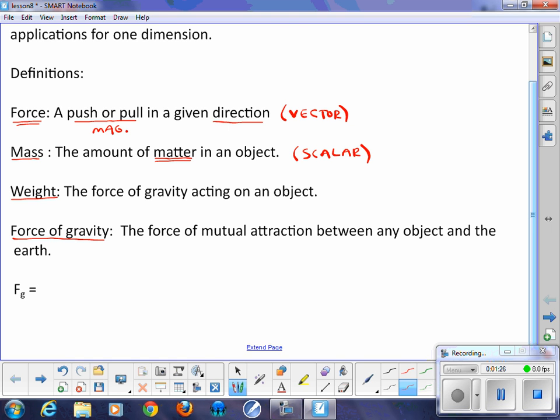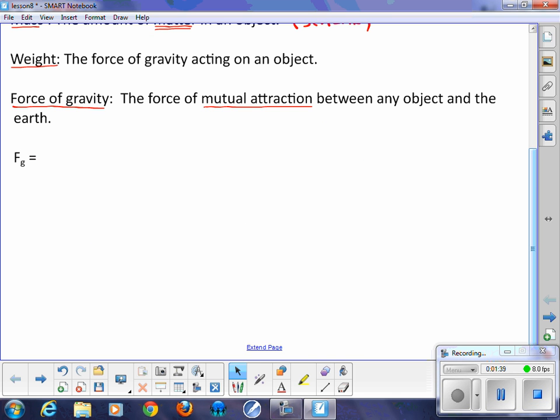So that's from the grade 11 course. We talked about it briefly there. It's going to play a much larger role in Unit 3 in this course, but we do need to go through that. So it's that mutual attraction between any object and the Earth for this particular unit. So we're only talking about objects on Earth. So our formula again: gravitational constant, mass 1, mass 2, all over r squared. And remember our notation here, G is the gravitational constant.